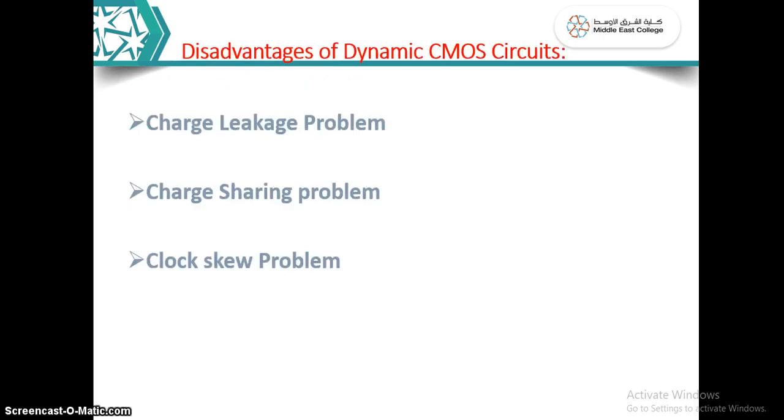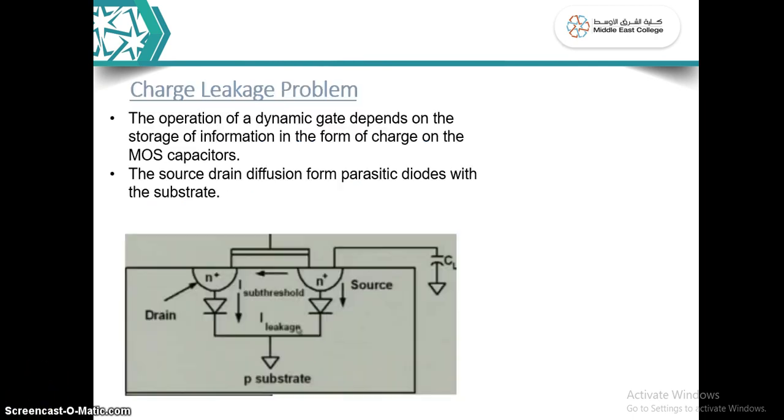Considering all these advantages, dynamic CMOS circuits also have some serious disadvantages. The disadvantages of dynamic logic gates are the charge leakage problem, the charge sharing problem, and the clock skew problem. Now we will discuss each of these in detail. We will discuss the first disadvantage of dynamic logic gates, the charge leakage problem.